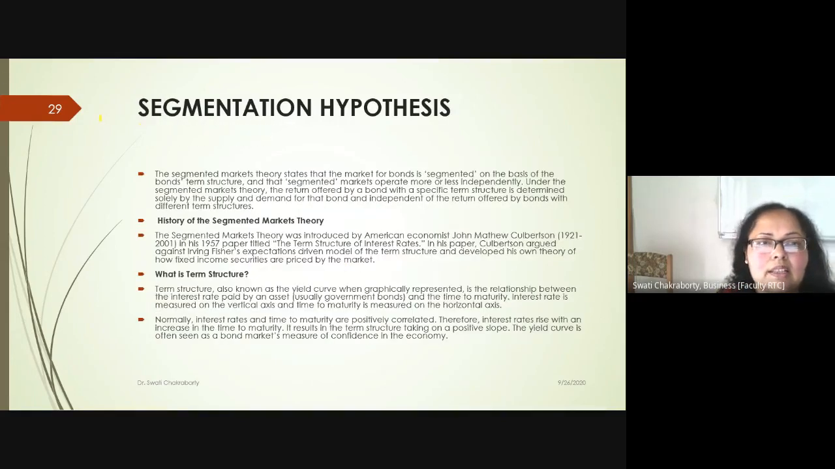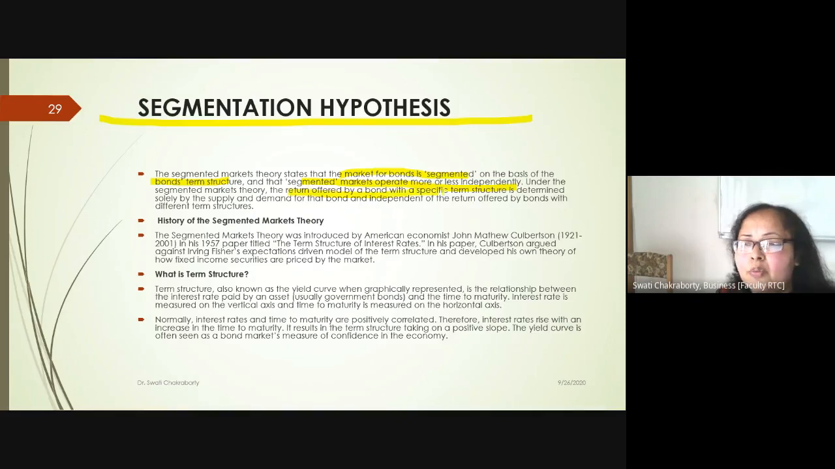So, next, the segmentation hypothesis. What is segmentation? Segmented market theory states that the market for bonds is segmented on the basis of the bond's term structure, and segmented markets operate more or less independently. The theory says that the return offered by a bond with a specific term structure is determined solely by the supply and demand for that bond, and it's totally independent of the returns offered by bonds with different term structures. The expectation hypothesis says they're perfect substitutes. The segmentation hypothesis says no, you cannot substitute them.